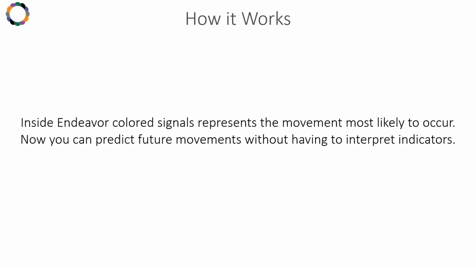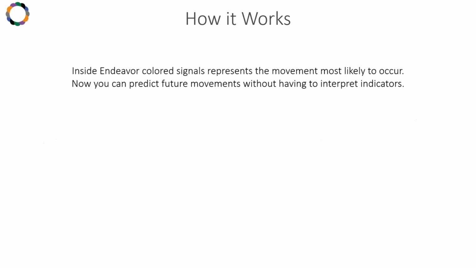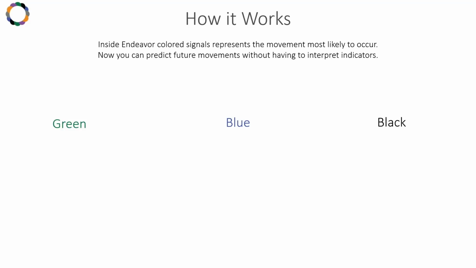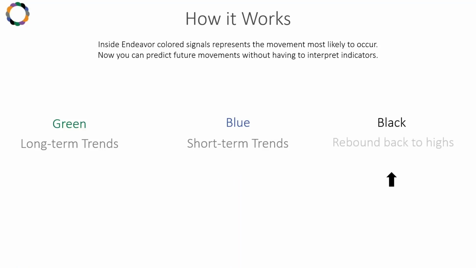Inside Endeavor, colored signals represent the movement that's most likely to occur. Now you can predict future movements without having to interpret indicators. We've identified basic movements that price will make while in the Endeavor category and labeled them with colored signals, making it easy for you to recognize them. Each signal will appear as an arrow located below price action. Green signals represent long-term trends. Blue signals represent short-term trends. And black signals represent price making a full rebound back to highs. It's that simple.